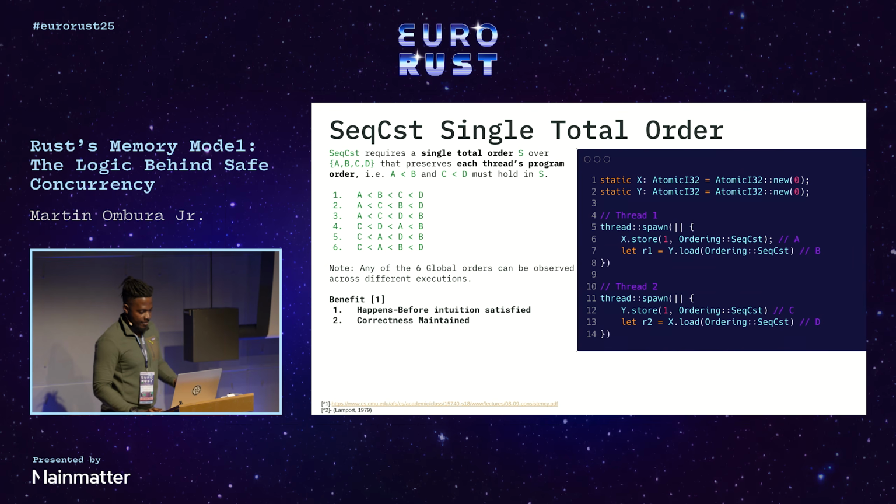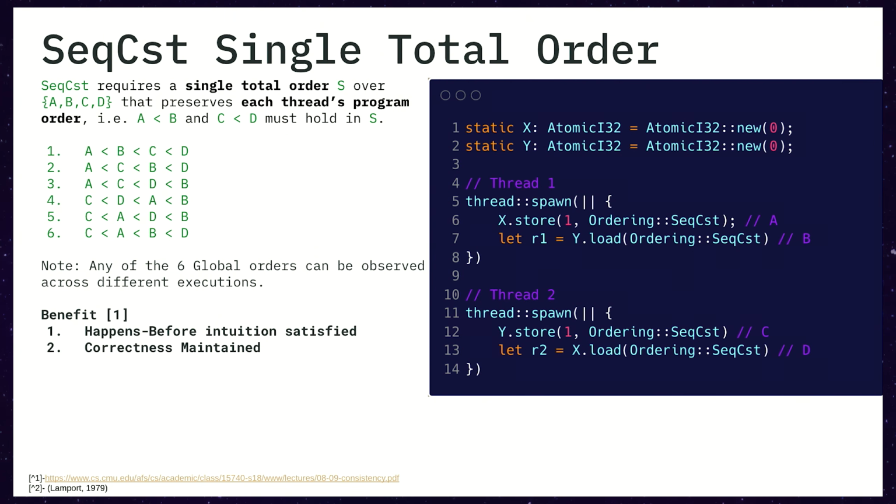And so this total order I was talking about, S: if you have operations A, B, C, D, where A happens before B and C happens before D, the single total order is any permutation of those 6 outcomes. So when you run your code 6 different times, you may observe these 6 global orders. All of them are valid, right? And so the idea is not to eliminate all of them and have one.